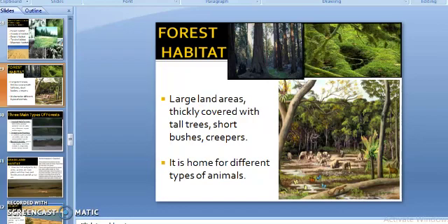See, terrestrial animals that live on trees are called arboreal animals. Try to remember this term. Arboreal animals means the animals that live on trees. For example, monkeys, tree snakes, squirrels. These are arboreal animals.